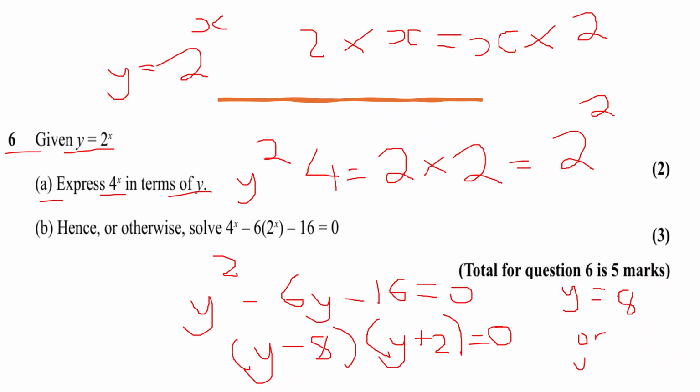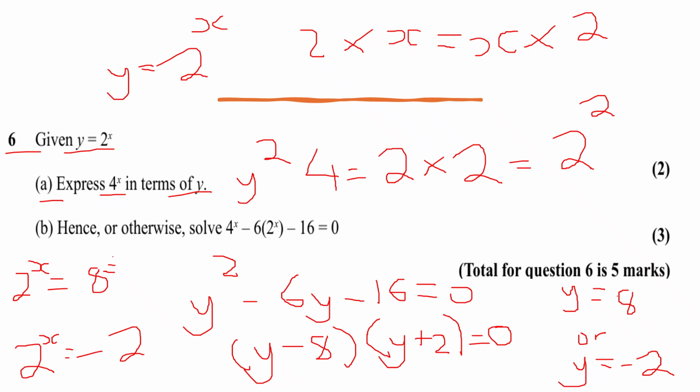Now going back to our equation, we're saying that 2 to the x is equal to this. So we've got 2 to the x is equal to 8 and 2 to the x equals minus 2. Well, 2 to the power of what gives you 8? Well, 2 cubed is 8, so 2 times 2 times 2 is 8. So x equals 3 is our answer.